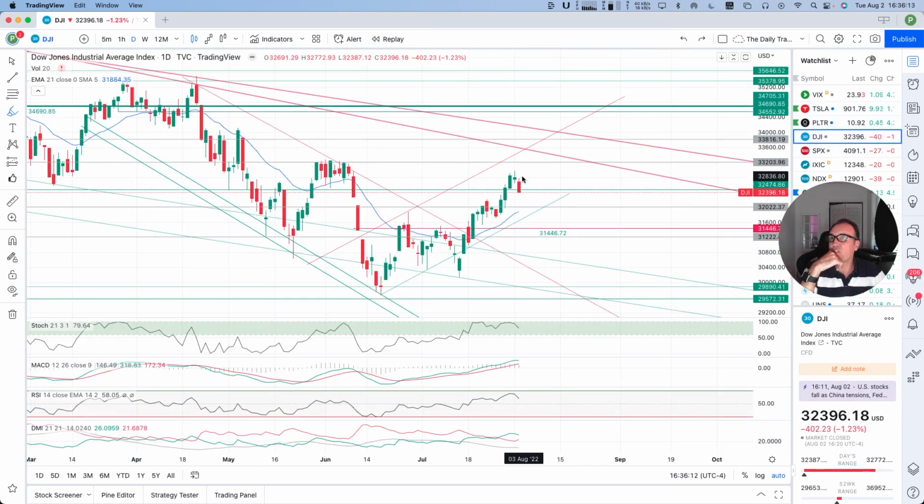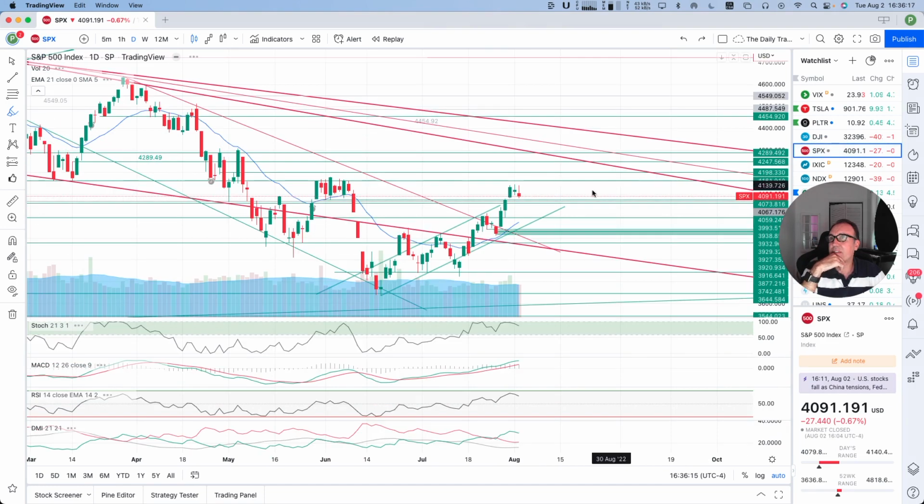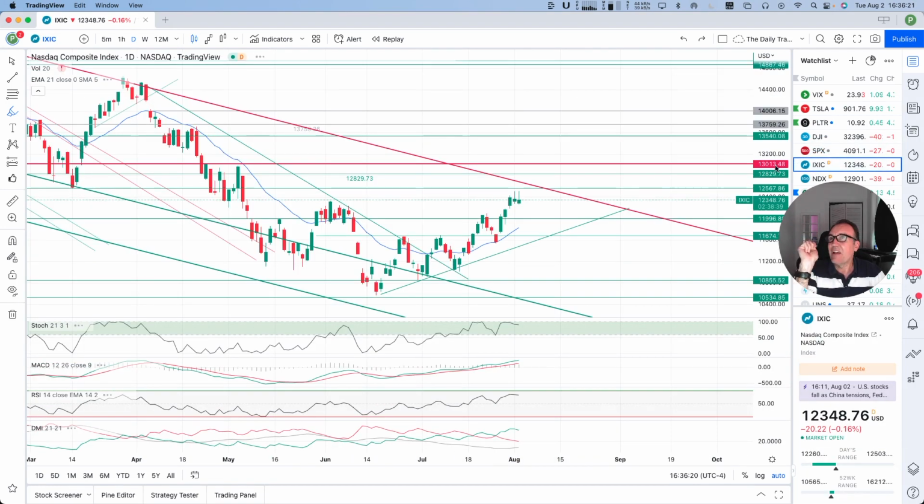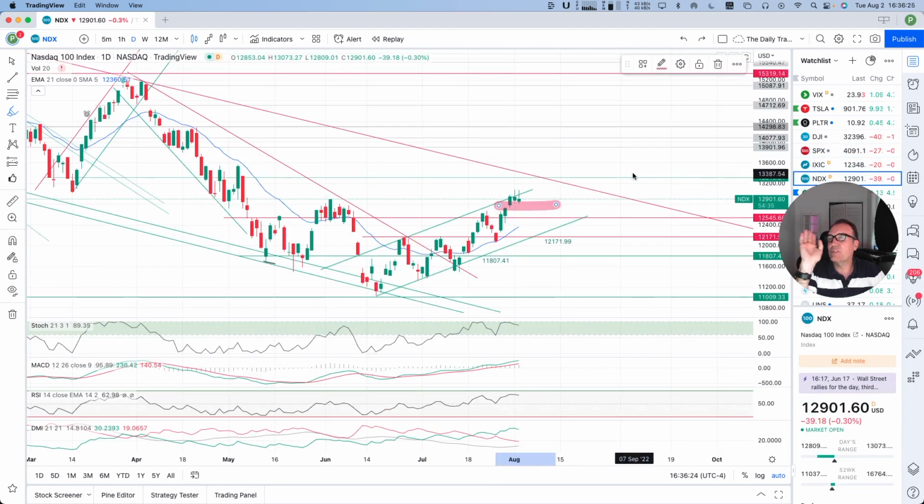In terms of Dow Jones, pulling back a little bit, S&P 500, a bit more of a stabilization. NASDAQ stabilization, and NASDAQ 100 also. It's only the Dow Jones that peaked a little bit more. So let's see what the rest of the week is going to show us.